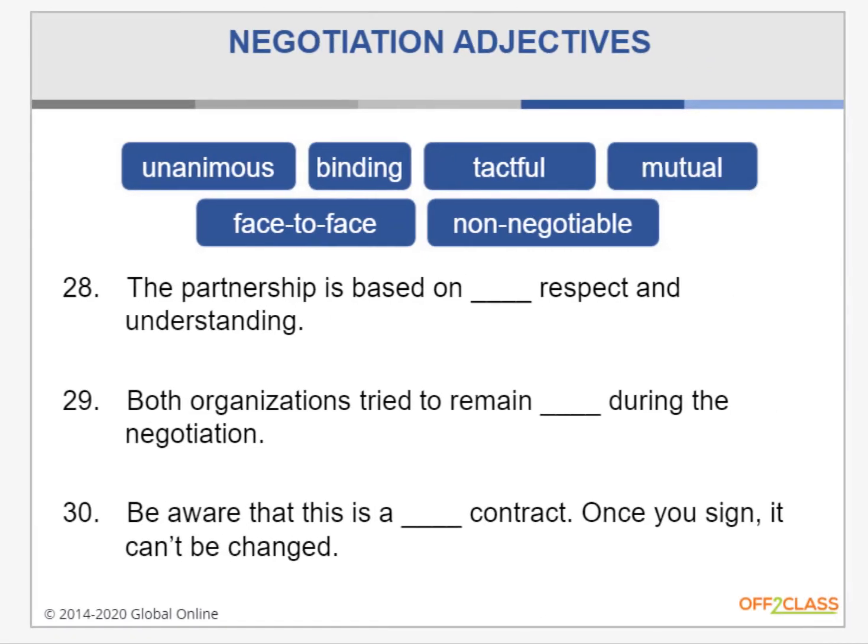Let me go through adjectives. So you have unanimous, binding, tactful, mutual, face-to-face, and non-negotiable. Ooh, wow, we got some really fancy words here. Like, geez, unanimous, binding, tactful, face-to-face, non-negotiable. So again, the partnership is based on blank, respect, and understanding. What is the best adjective for that? The partnership is based on tactful respect and understanding? Is it based on face-to-face respect and understanding? If you're not sure what these words are, you should go look them up. You should go on Google and check them out.